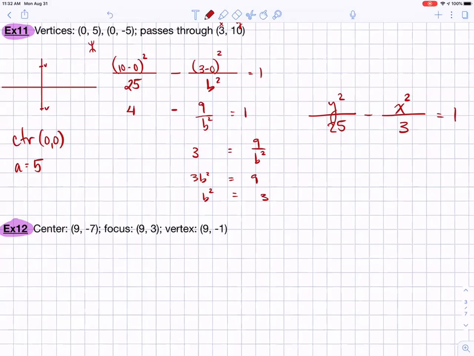All right. Let's see what you guys can do with number 12. Okay? Try number 12. I don't mind if you talk about it amongst yourselves. Try number 12. See what you can do.